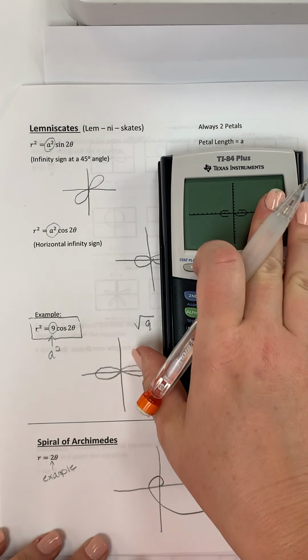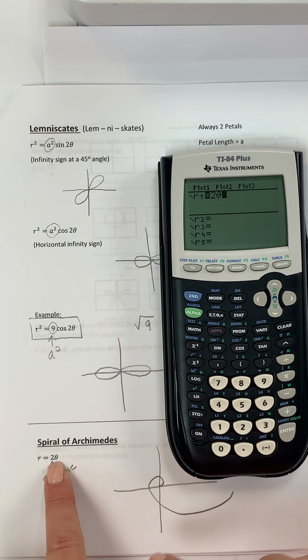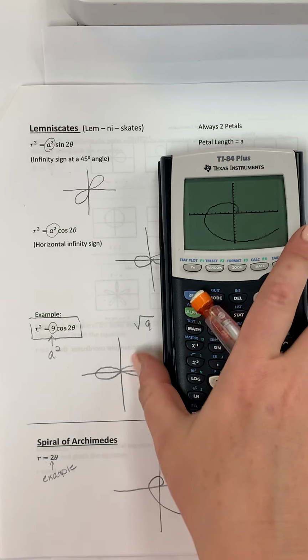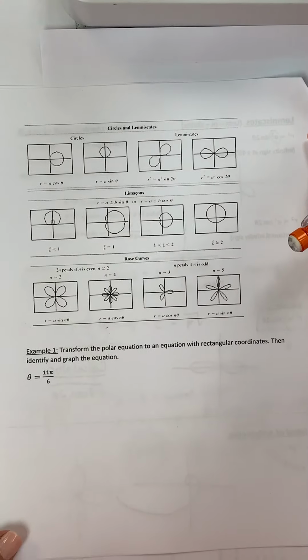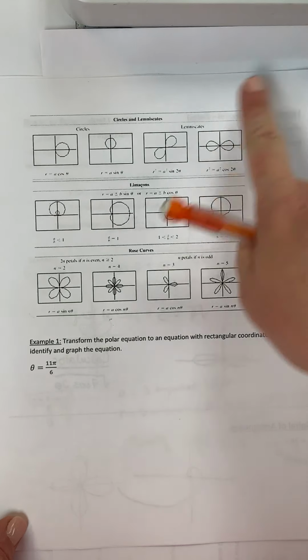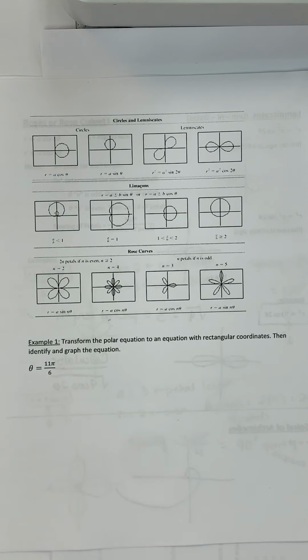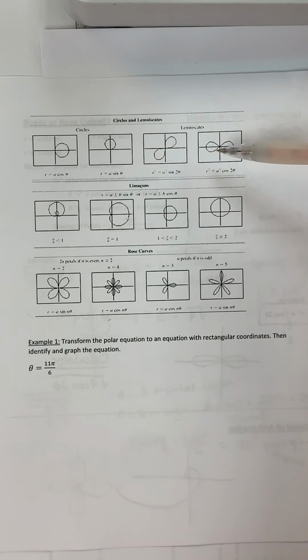So if I were to put this in my calculator, if I put in 2 theta and graphed it, there it goes. And it's going to continue on forever to infinity. That is the spiral of Archimedes. Okay. All right, so now you know all of the general shapes associated with polar graphs. Here's like a little summary here. You have circles. They're kind of hard to read, which is why I went through and made you a little packet myself. Here are your lemniscates. Here's your 45 degree. Here's your horizontal.